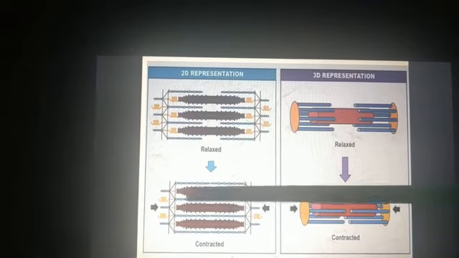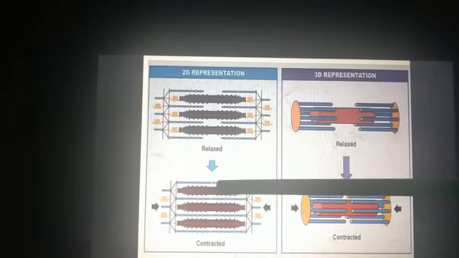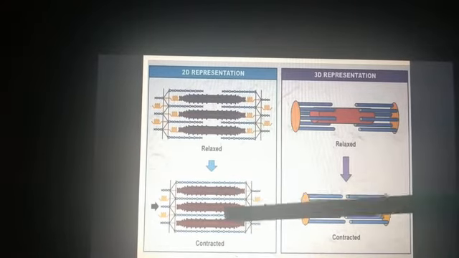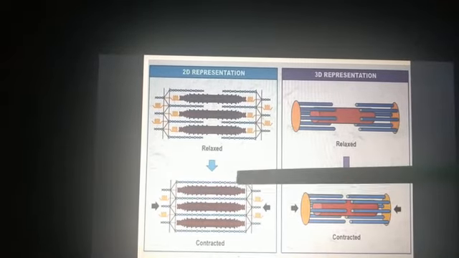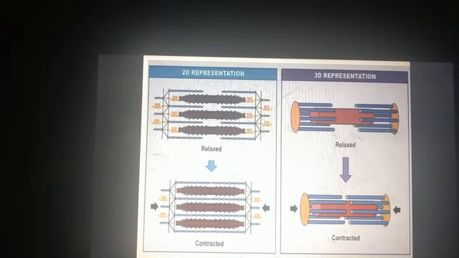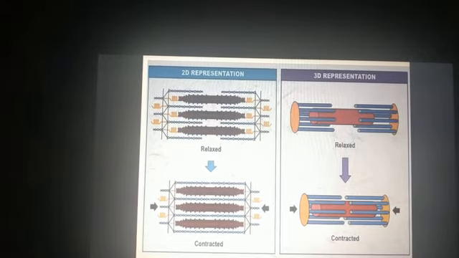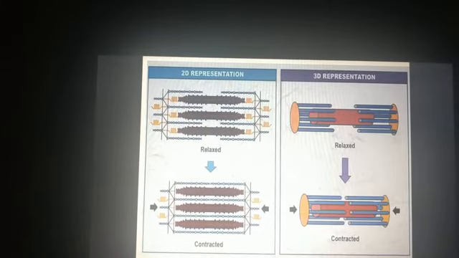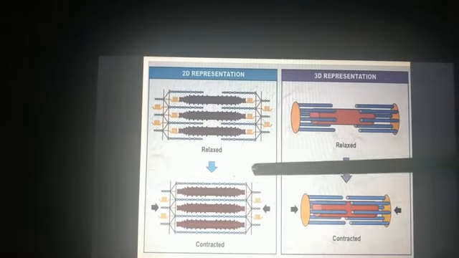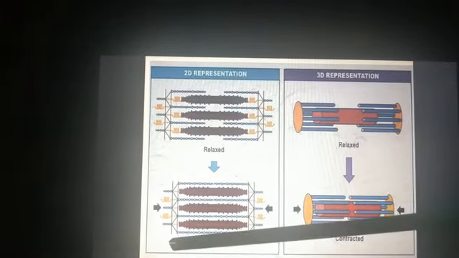So here the thin filament are present, right? So these are pulled. Can you see this arrow? So they are pulled towards the sarcomere. This was the sarcomere. So the thin filament are pulled towards the middle of the sarcomere. The Z line attached to the actin filament is also pulled, leading to the shortening of the sarcomere. So this was our Z line.